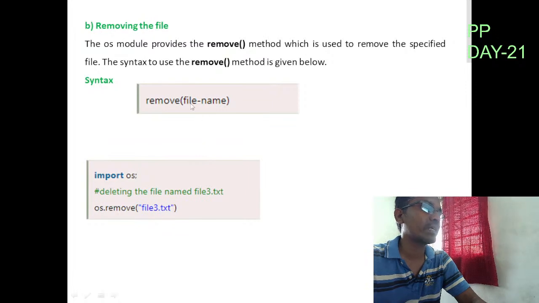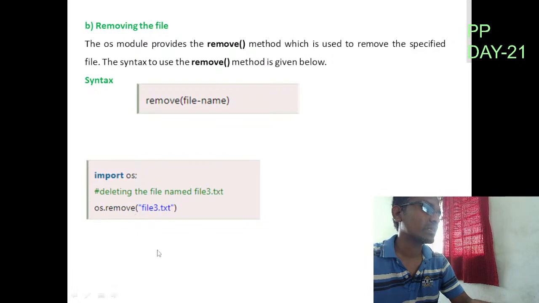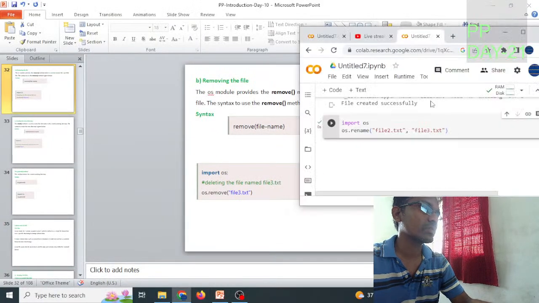Next one, removing. To remove a file from your drive or from your computer, you have to use the remove method. This is the syntax: remove followed by the file name. For example, I want to remove file3.txt. As earlier, I renamed file2.txt as file3.txt. Now I'm going to remove that file by using the remove method.